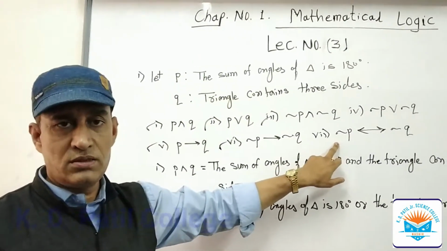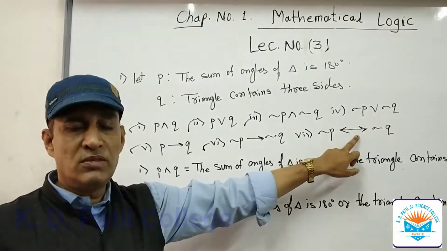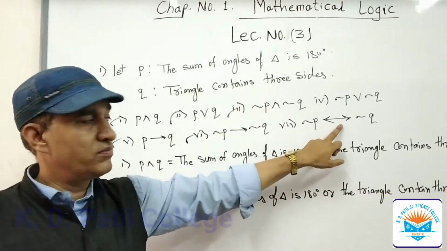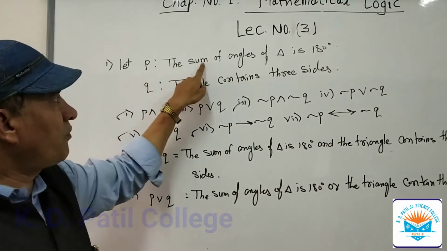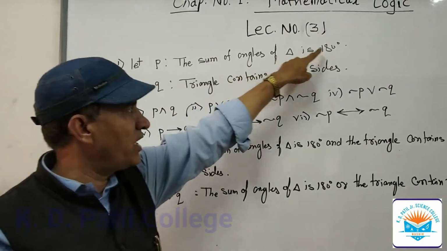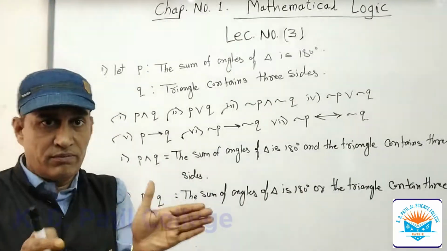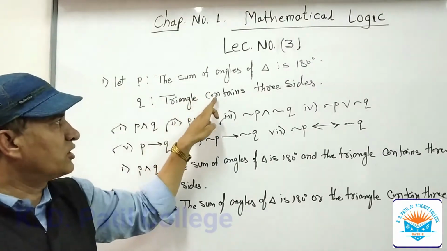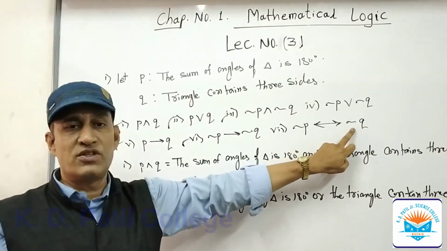I want to write it into verbal form. For that, look at the symbolic form, the biconditional. Instead of it, we use if and only if. It can be written as: the sum of the angles of a triangle is not 180 degree if and only if the triangle does not contain 3 sides. Why so does not? Because negation is there.